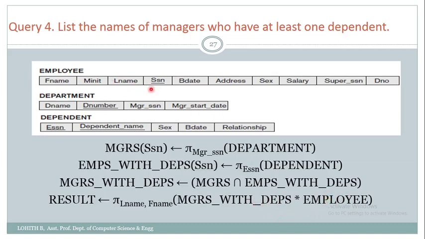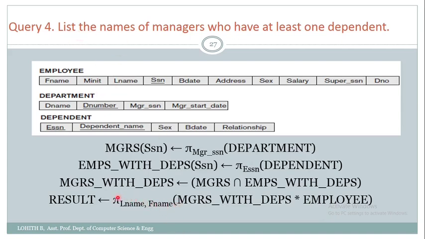Like in employee we have SSN, and in managers with dependents we also have an attribute called SSN. So that's why we have renamed it. This manager underscore SSN is renamed as SSN, and ESSN is renamed as SSN. And I performed the intersection operation, and we got the information of managers with dependents, and this managers with dependents is combined with employee to get their names. As you can see, in the question they have asked to list the names.